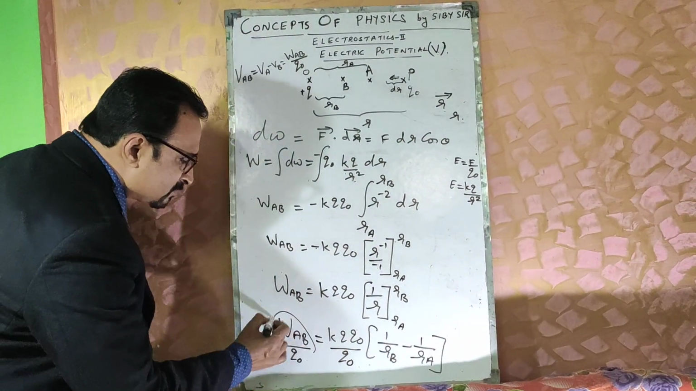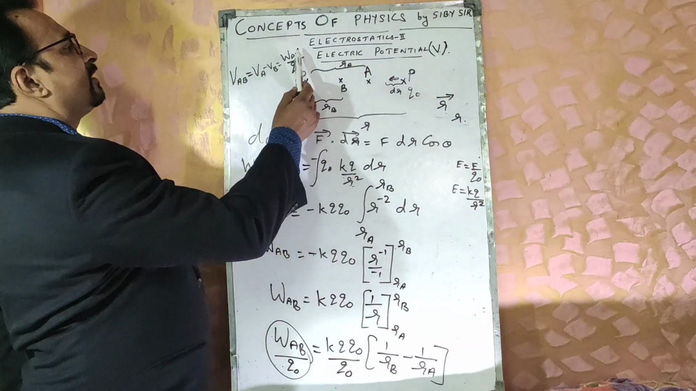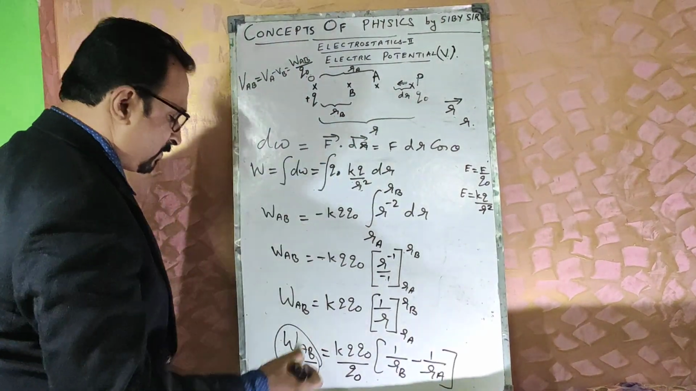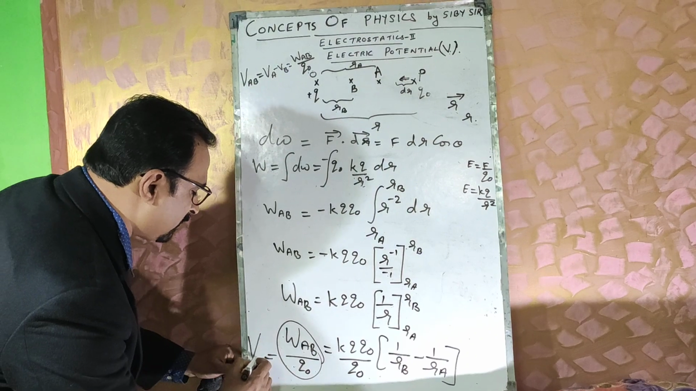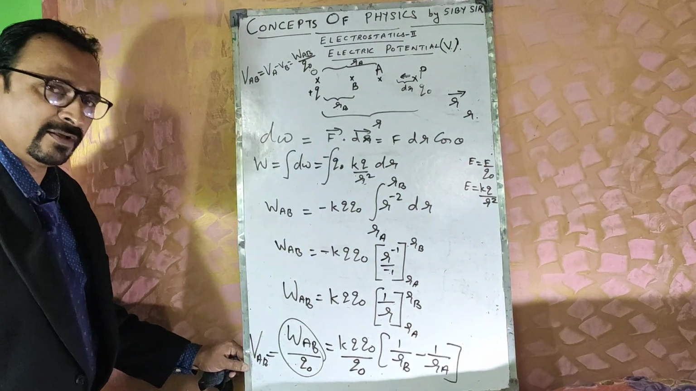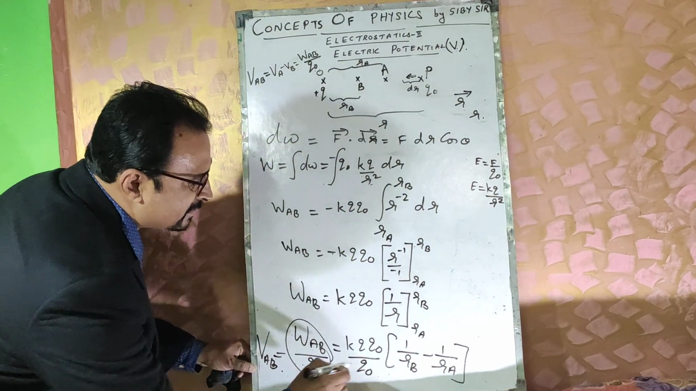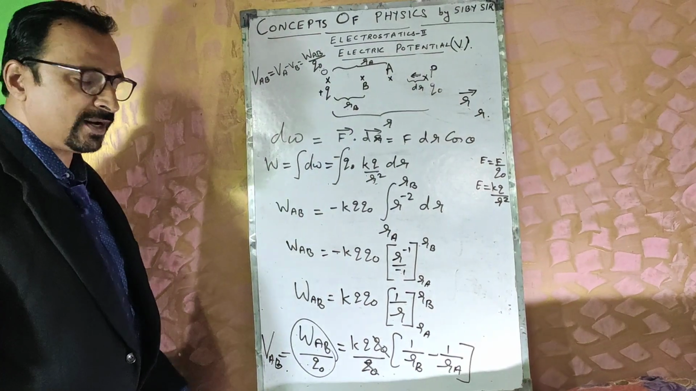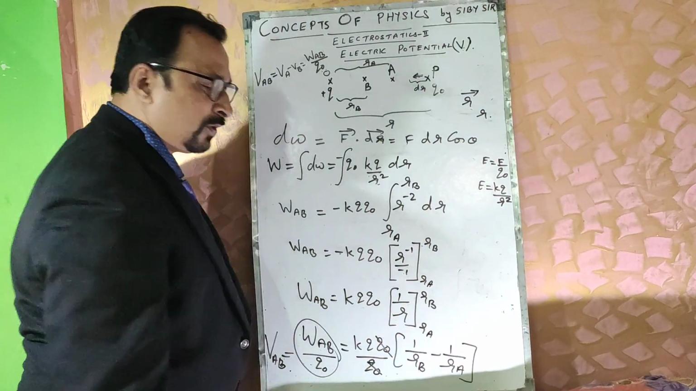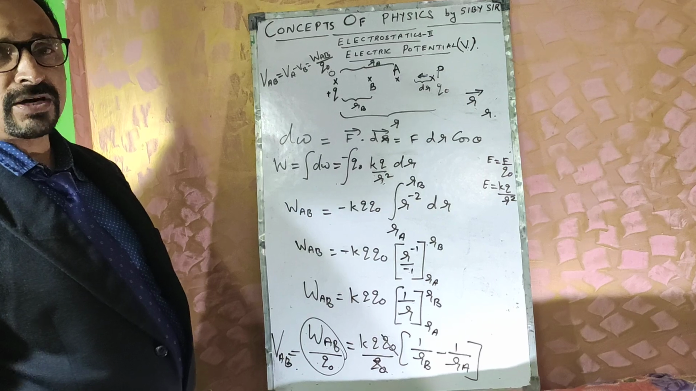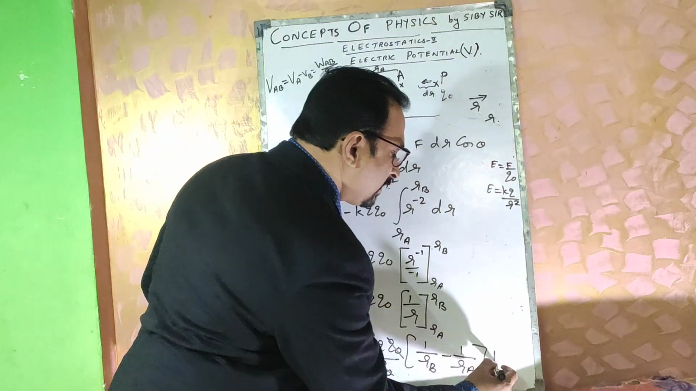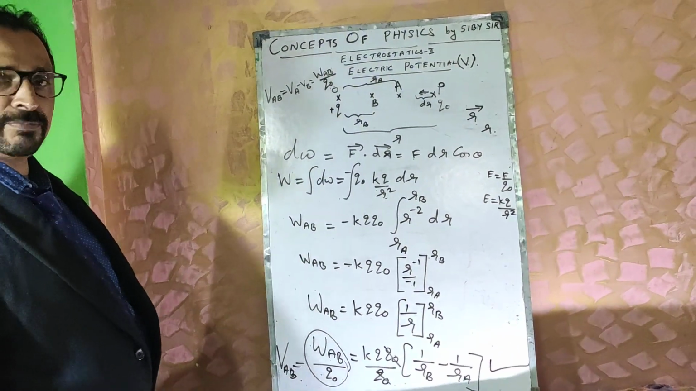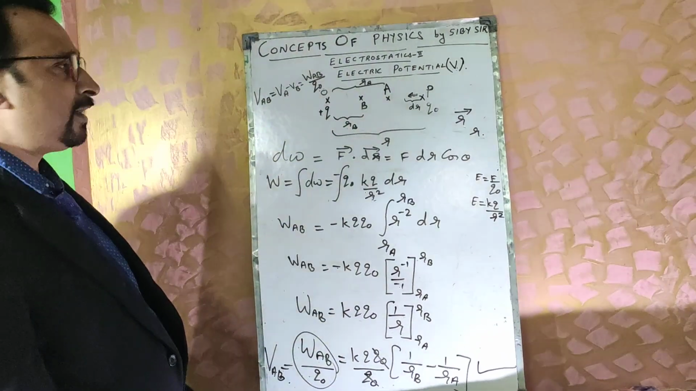Now, what does this stand for? According to this definition, this WAB by Q naught stands for potential difference between A and B. So, potential difference between A and B is equal to, Q naught cancels. So, your answer is KQ into 1 by RB minus 1 by RA. And this is the final expression for potential difference between 2 points A and B.